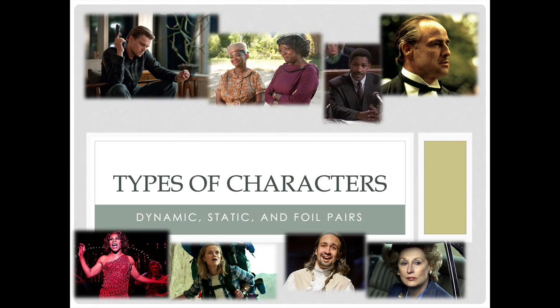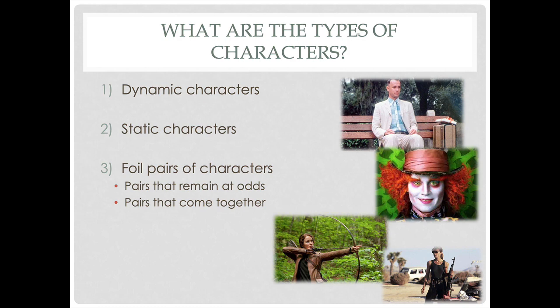We're going to be talking about dynamic, static, and foil pairs. Let's go ahead and see what we're talking about. So like we said, we are going to be focusing our presentation on dynamic characters, static characters, and foil pairs of characters. And then we subdivide foil pairs to talk about two types of pairs, those that remain at odds and those that come together.